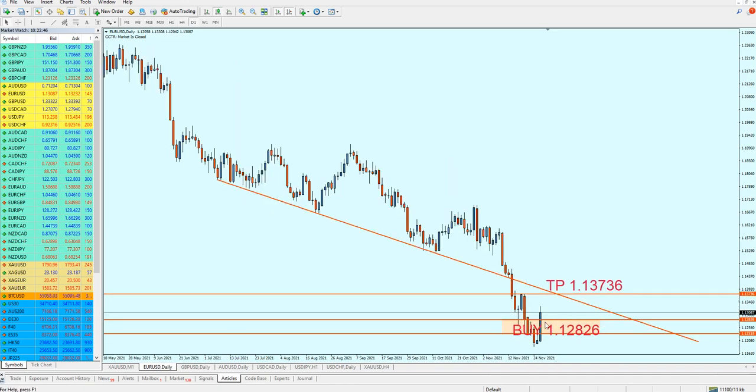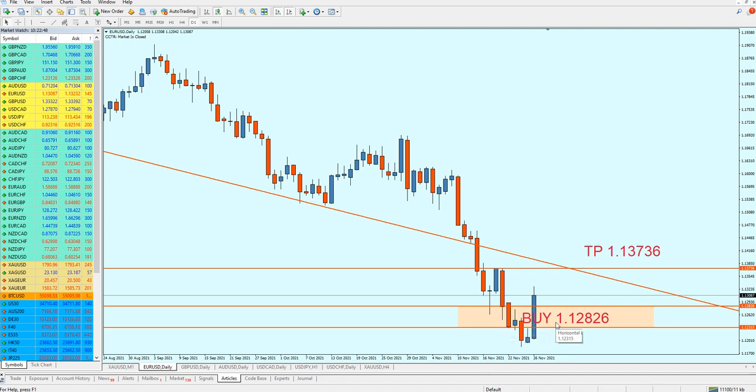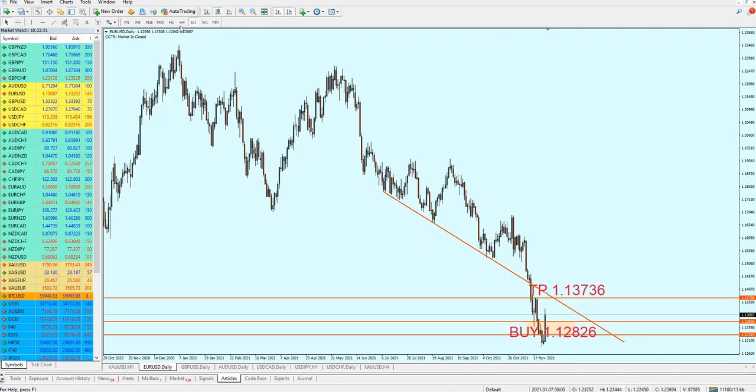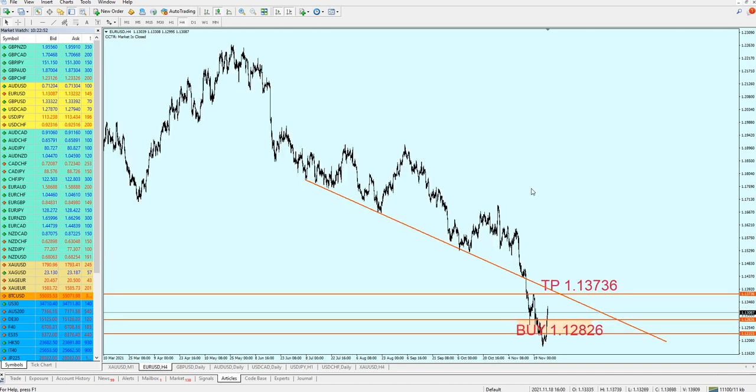Now if we go to the daily chart also, it makes more sense. This price action indicates a bullish reversal. Perfect. Yes, I'm happy now with the Euro USD analysis. Okay, go to the Pound USD.